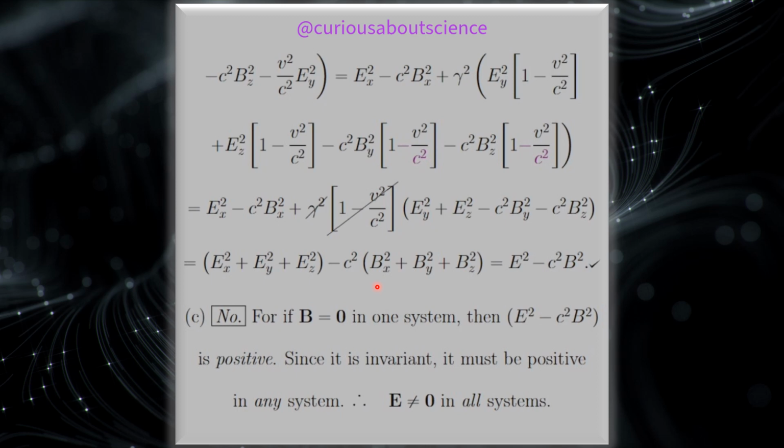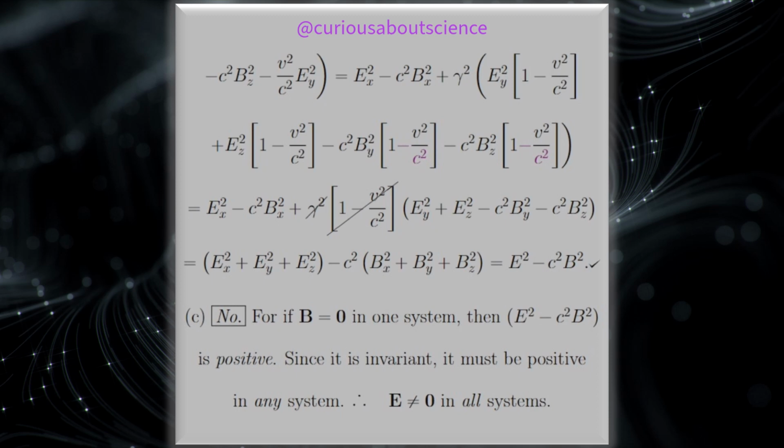That being said, the last part of this question was kind of tricky and it made us have to work a little bit. The answer is no. If b equals 0 in one system, then e squared minus c squared times b squared is positive. Since it is invariant, it must be positive in any system. Therefore, e cannot equal 0 in all systems. So that's what's cool about proving invariance, because now we can shortcut little mind games like this.